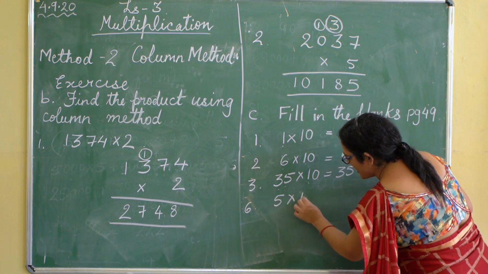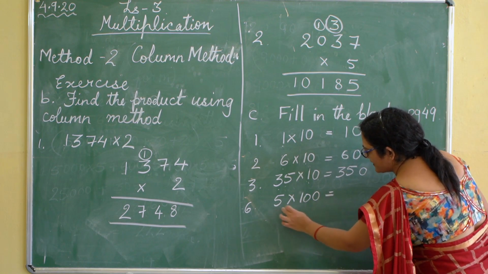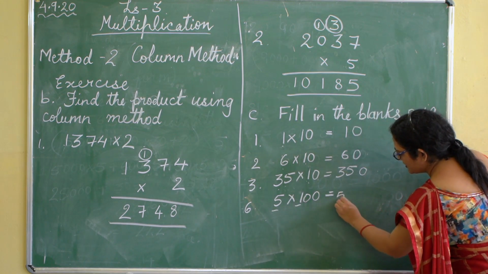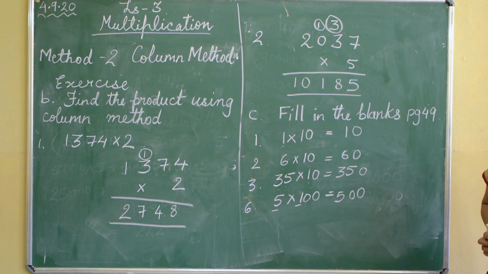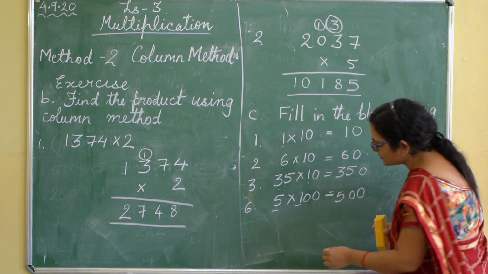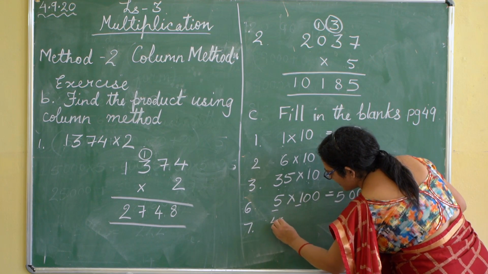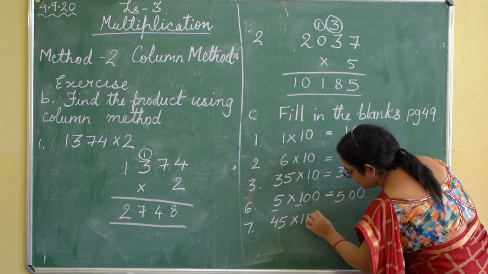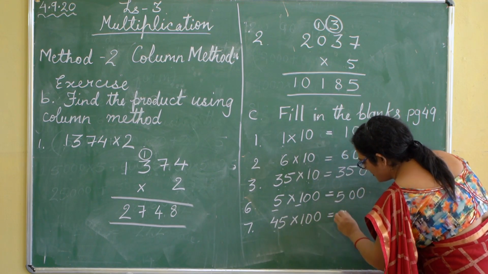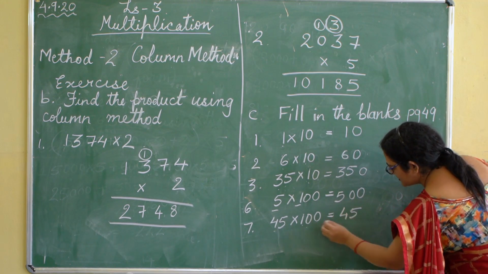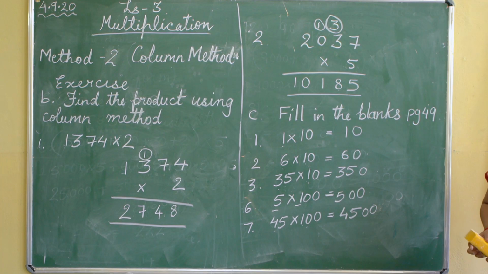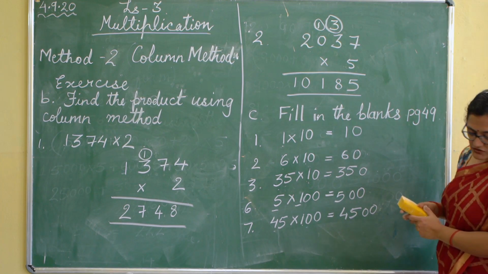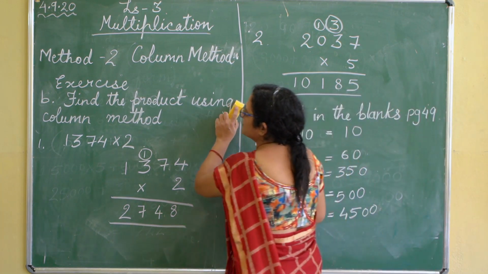Okay. Same way we'll do the sixth question. 5 multiplied by 100. 5 ones are 5. How many zeros? 2 zeros. Seventh question: 45 multiplied by 100. 45 ones are 45. How many zeros? 2 zeros. Like this you have to do all the questions. The 13th one is a little different, so I will solve the 13th question on the blackboard.